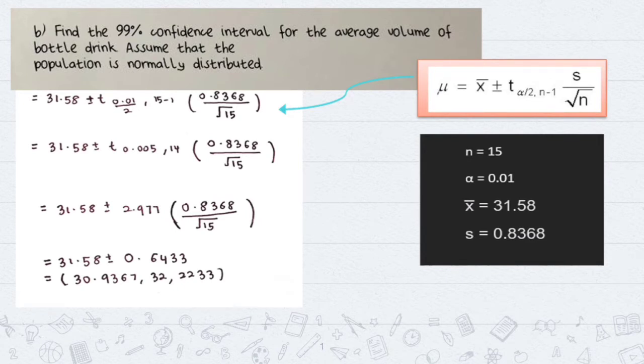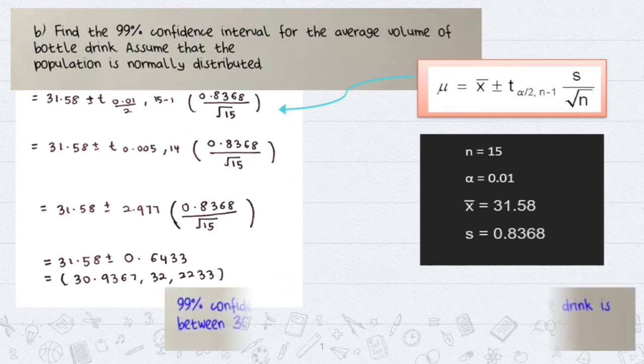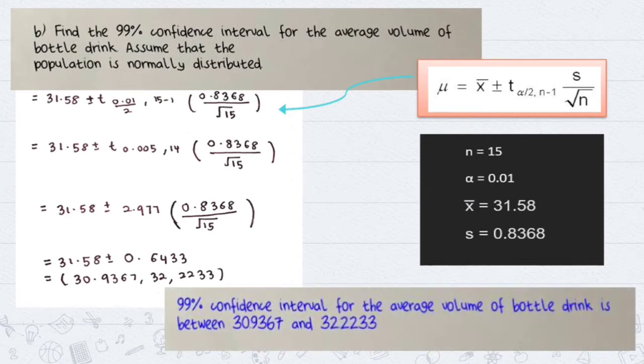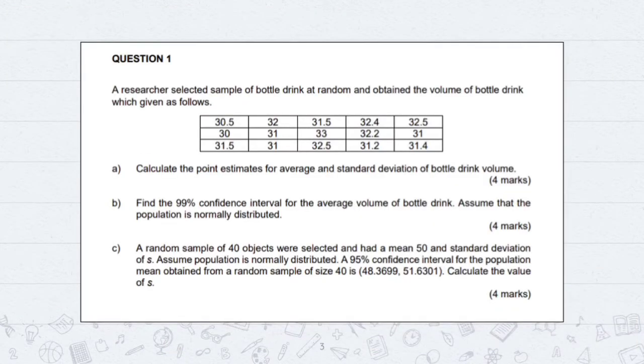So we can get the confidence interval between 30.9367 and 32.2233. For the interpretation, the 99% confidence interval for the average volume of bottled drink is between 30.9367 and 32.2233. That's all for question B. Thank you. Assalamualaikum warahmatullahi wabarakatuh.